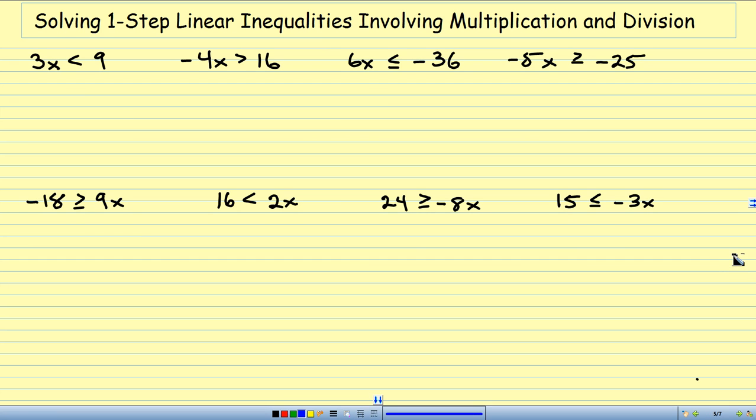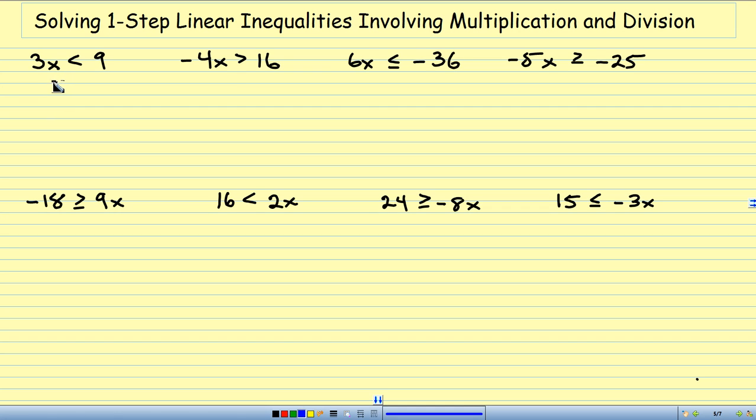So now this is where things get a little bit different. It's when we're multiplying or dividing both sides of the inequality. If I multiply both sides or divide both sides of the inequality by a number that is positive, then nothing changes. You treat it just like the same.